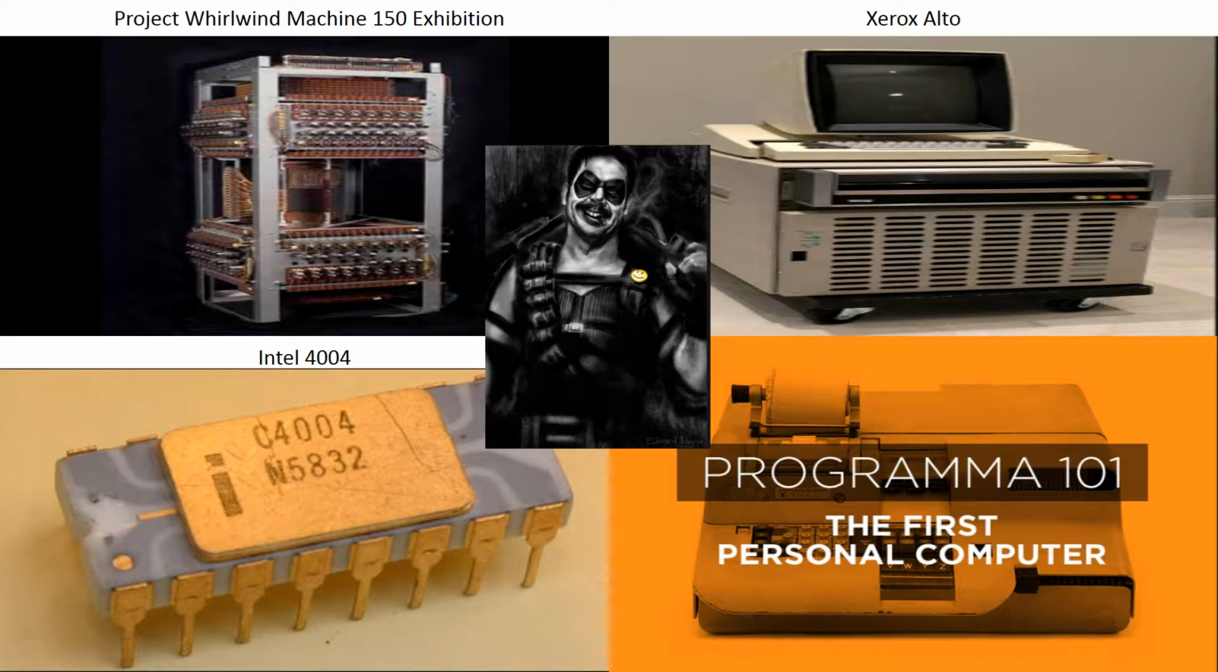The Programma 101 was unveiled to the public at the 1964 New York World's Fair. Roughly 44,000 were sold at a whopping $3,200.